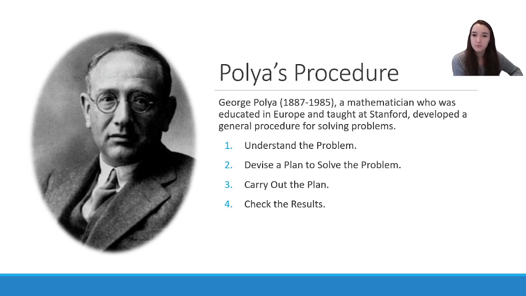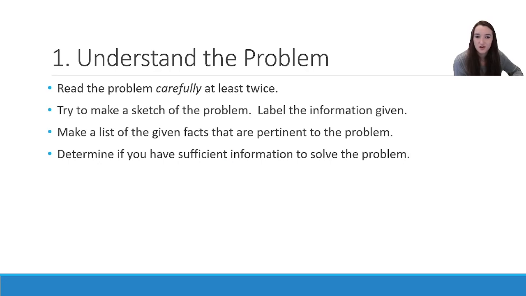I will explain as much as we need to know. So, the main point is, first we're going to learn about Polya's procedure. George Polya was a mathematician who was educated in Europe and taught at Stanford, who developed a general procedure for solving problems. Step 1 is understanding the problem. 2, devise a plan to solve the problem. 3, carry out the plan. And 4, check the results. So, I'm going to go a little bit more in depth into this procedure.